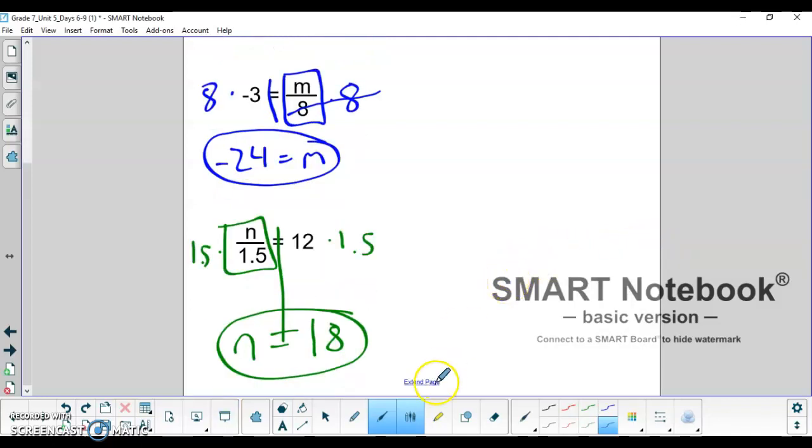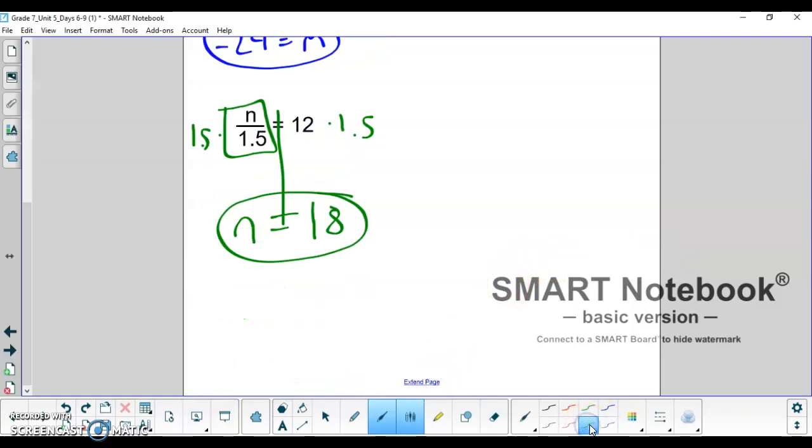And then the final one, the one that was on the right, we have n divided by 1.5 is equal to 12. Again, it doesn't matter if we're dealing with fractions, decimals, or whole numbers, the process remains the same. I have n divided by 1.5. The opposite or inverse of that would be to multiply each side by 1.5, and then 12 times 1.5 is 18. So you should have gotten n is equal to 18.